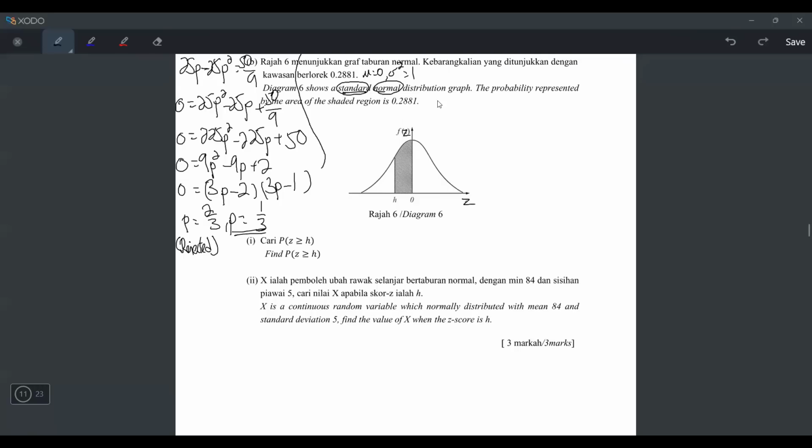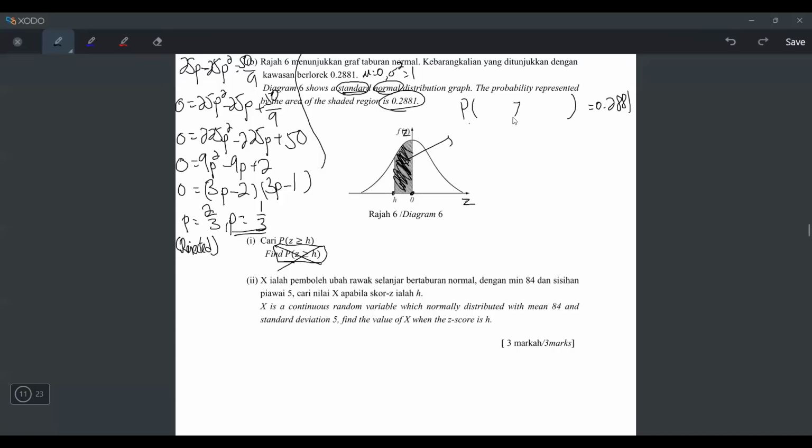Diagram 6 shows a standard normal distribution graph. The probability represented by the area of shaded region is this one. So this shaded region area is 0.2881. And then they say find P(Z > H). We don't focus on this first. We just focus on the information. This 0.2881 is for this area, right? And this area is the probability for where? Somewhere here, which is in between 0 and H.